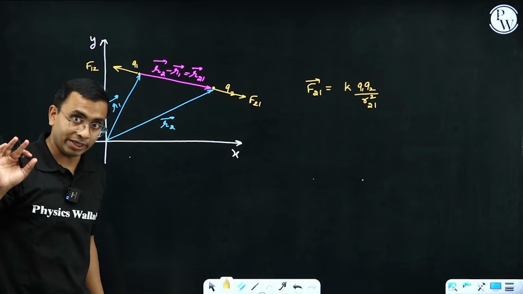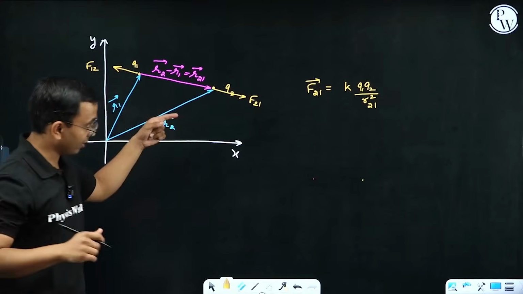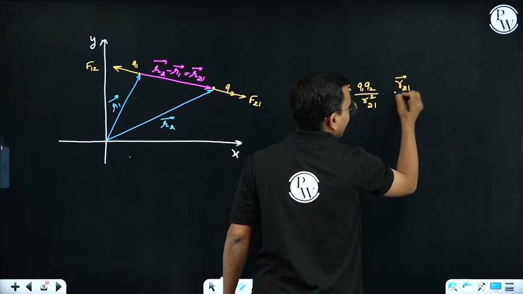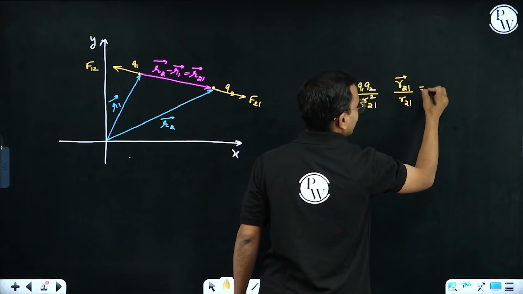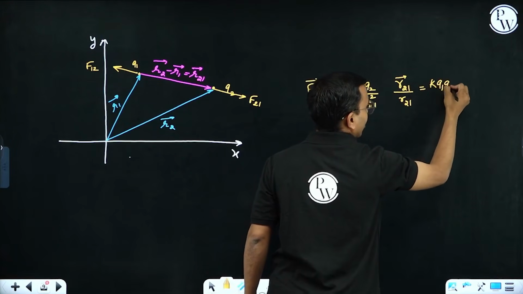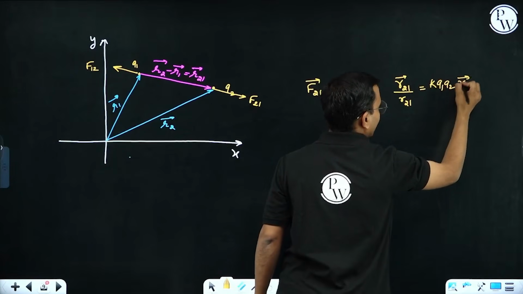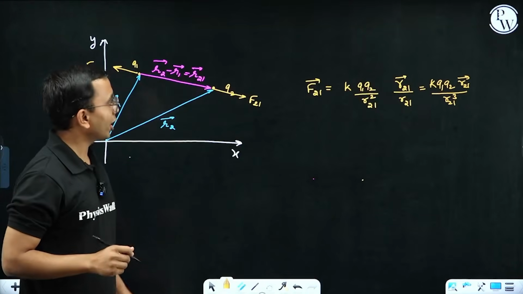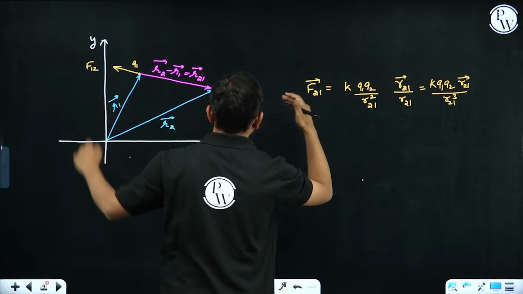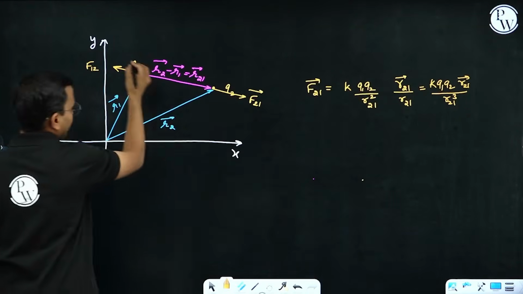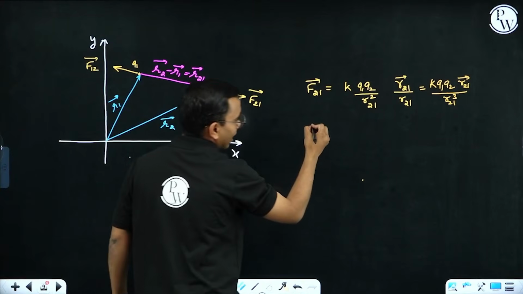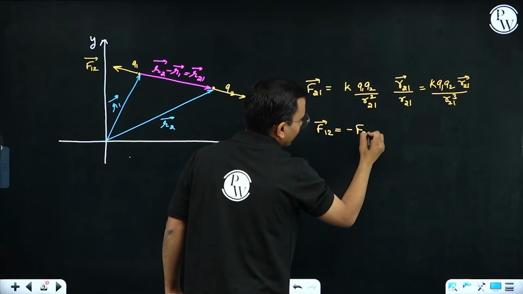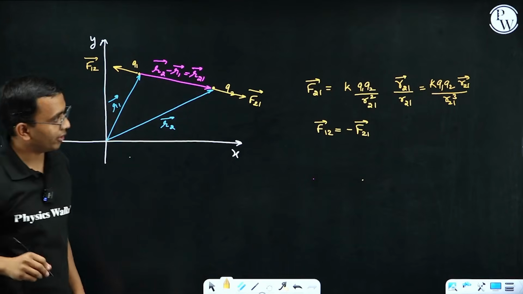Now, we need to multiply that with direction. Direction means a unit vector. Unit vector means the vector divided by its magnitude. So, r21 divided by r21. Okay. So, this becomes k q1 q2 r21 divided by r21 cube. And if you write f12, that is just the opposite. These two vectors are just opposite of each other. So I'll say f12 is minus of f21. That is clear to us.